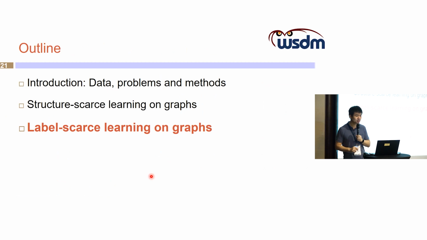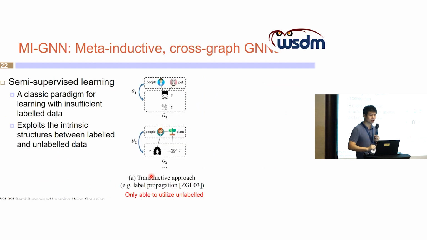I think that wraps up the structural start learning on graphs. The last part is on label start learning on graphs. Let's start with the classic paradigm for learning with insufficient labeled data, which is semi-supervised learning. In semi-supervised learning, we have some labeled data, but we use unlabeled data to supplement it. Basically, we exploit the intrinsic structures between labeled and unlabeled data.